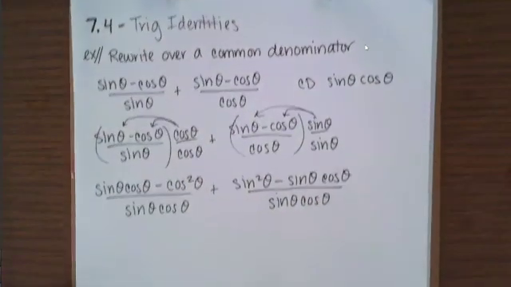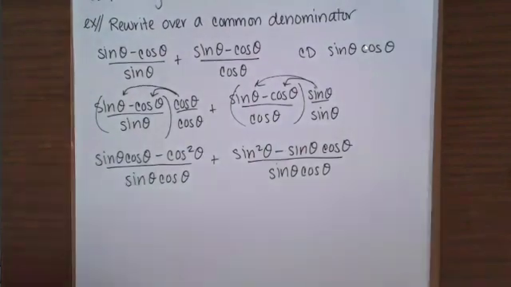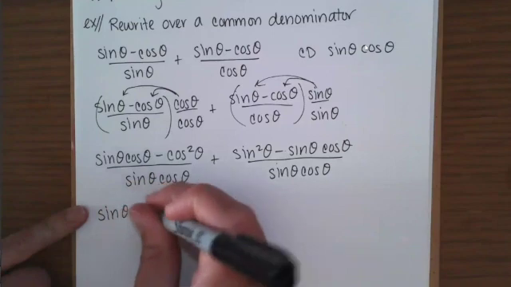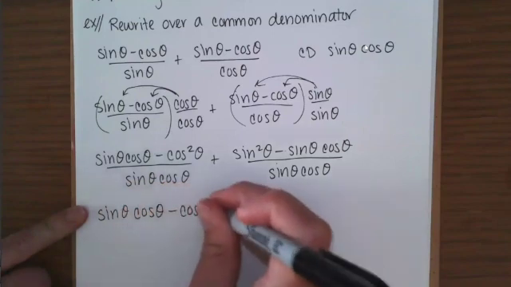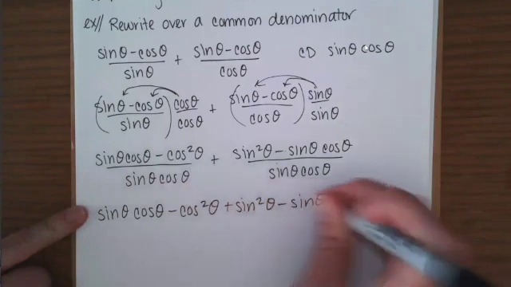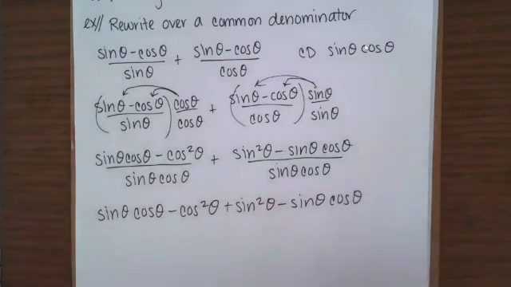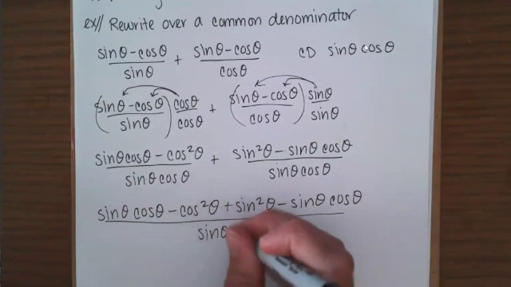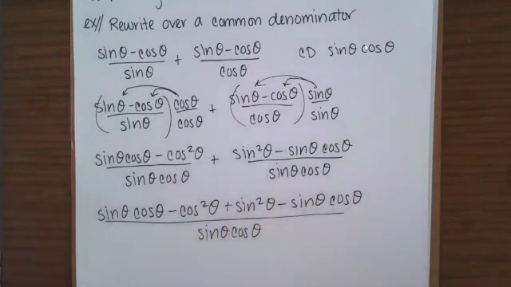Now that we have a common denominator here, we can add these fractions up. So we add across the numerator. So I have sine of theta cosine theta minus cosine squared of theta plus sine squared of theta minus sine of theta cosine of theta, all over sine of theta times cosine of theta. Next step, we'll simplify as much as possible. Here I see a sine times cosine, here I see a sine times cosine. So sine times cosine minus sine times cosine, those cancel each other out.